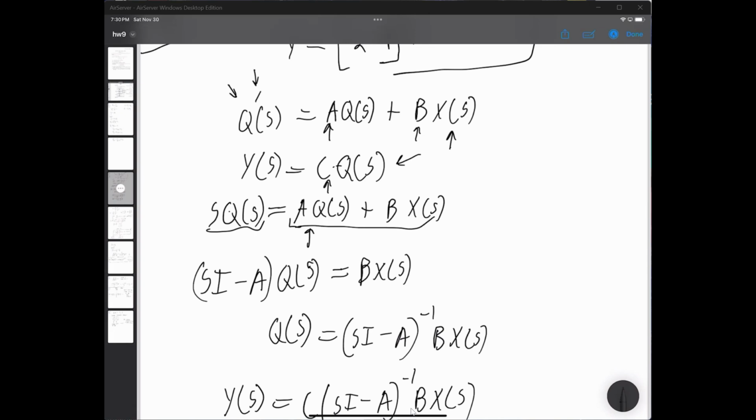So to get to this next step, what I do is I subtract AQ of S over, and we can factor out the Q of S, right? And that leaves S minus A. Why is the I there? Well, S is a scalar, A is a matrix. We need the I to bring S up to the size of the matrix A, because you can't subtract if they're not equal in size.